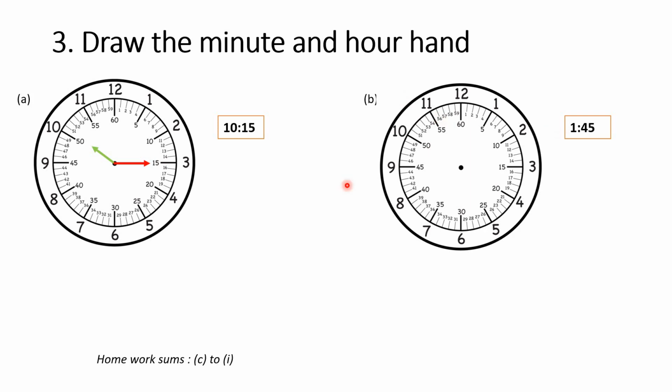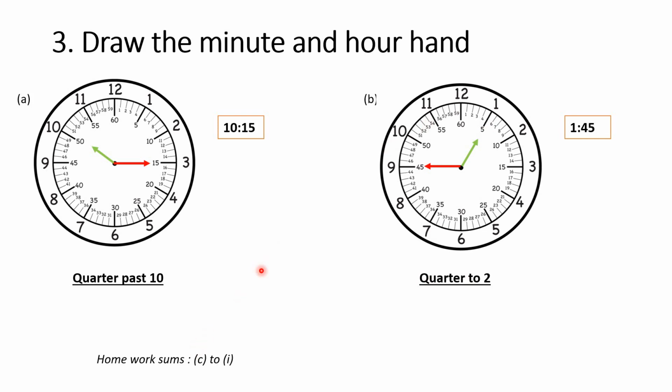Next one is 10:15, and we also call it quarter past 10. It has been a quarter past the 10 o'clock. Next one is 1:45. Now again, remember the first number is the hour. So the hour hand will be facing 1 and 45. Now where is 45? At 9. So it is 1:45. The shorter hand will be facing towards 1 and the longer one will be facing towards 45. And we also call it quarter to 2. Why? Because there is a quarter of an hour for 2 o'clock.